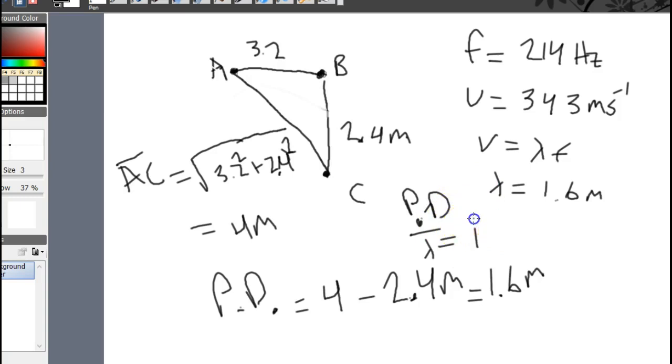So hopefully that explains the concept of constructive and destructive interference and path difference a little bit more. Hope that helps.